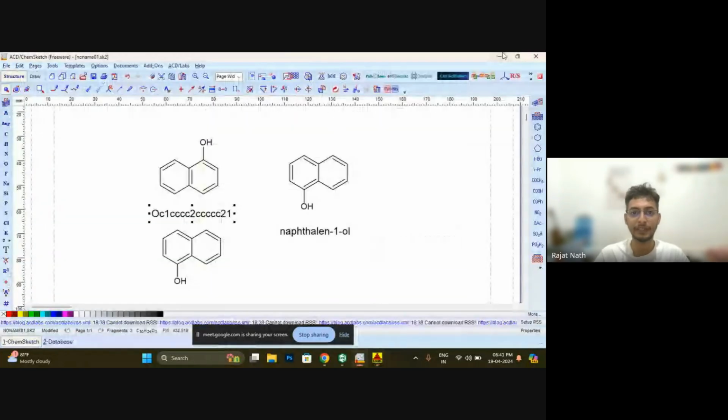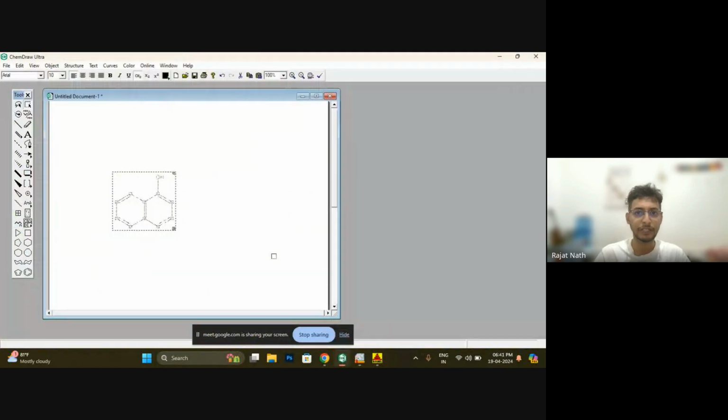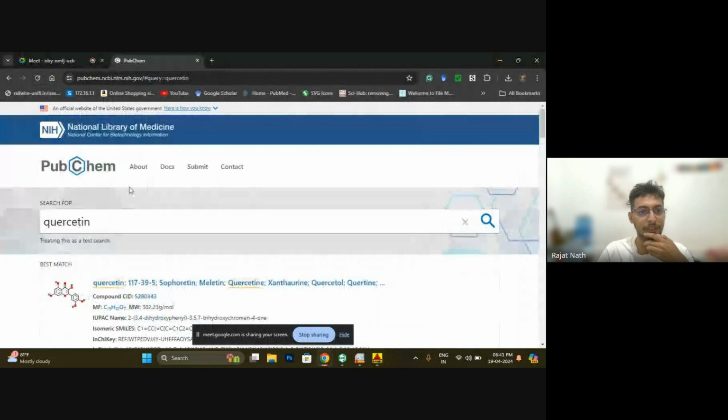On the desktop, you can see this compound has been converted from SMILES format to SDF format. Okay, so this was the process of how we draw the structure, predict the name and the SMILES format of the structure, and from the SMILES convert the structure to SDF format. Now this is the PubChem database.